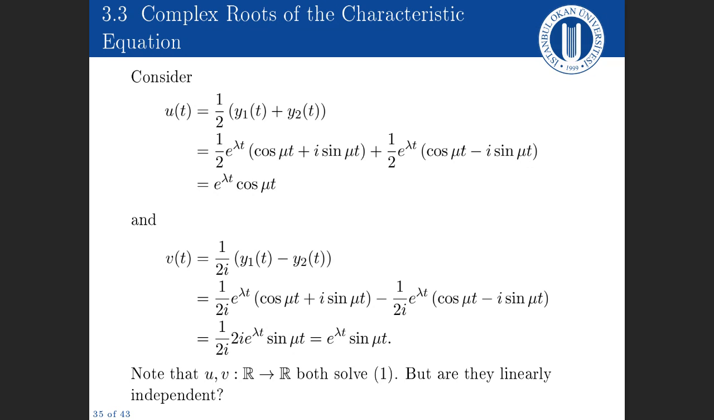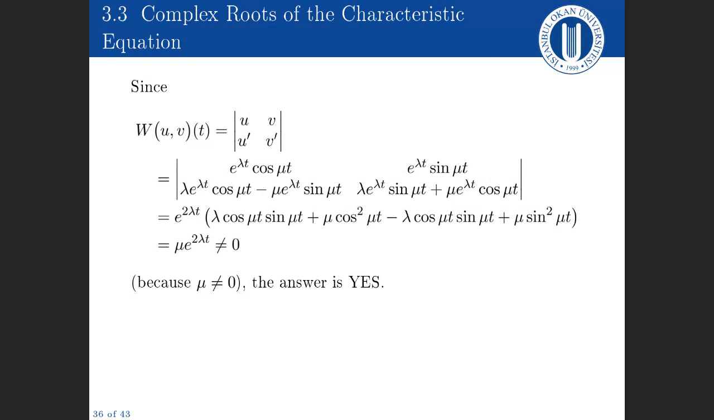Great, but are they linearly independent? To answer that, we need the Wronskian. So we do the determinant of the 2x2 matrix u, v, u prime, v prime. I'll leave this for you to check at a later time. When you rewatch this video, when you read the lecture notes, just check that this is correct. And you'll see that you get mu e to the power 2 lambda t.